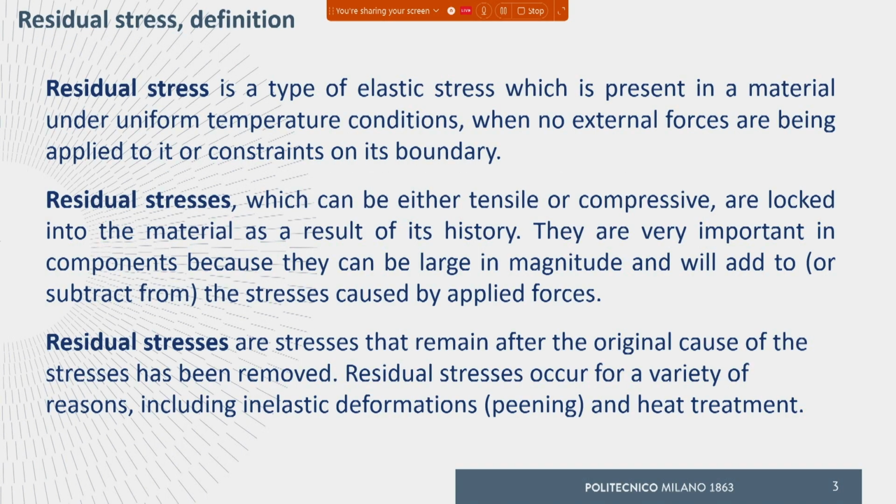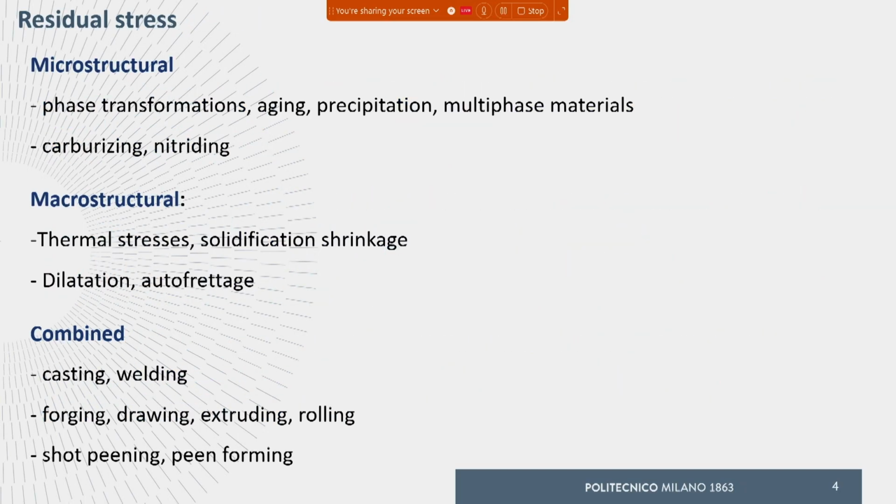We have already talked about this. Residual stresses are an elastic set that is present in a material due to different causes we have discussed. From a more microstructural point of view, the origin can be phase transformation, aging, precipitation of elements in multi-phase materials, and then carburizing, nitriding. From a macroscopic point of view, this can be due to thermal stresses, solidification, volume change, or autofrettage if we talk about plastic deformation.